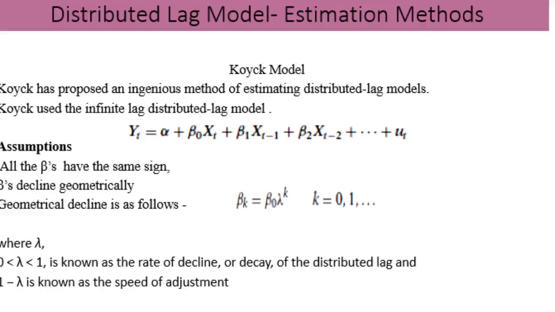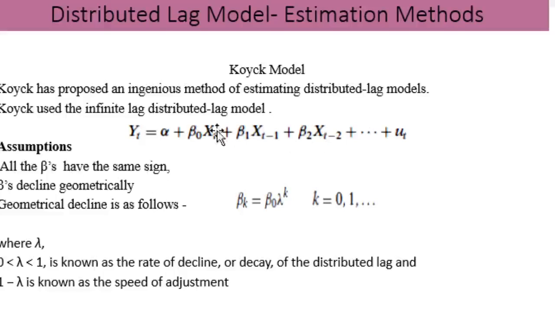And Koyck used the infinite lag distributed model. That is, he used this model: yt equal to alpha plus beta 0 xt plus beta 1 xt minus 1 plus beta 2 xt minus 2 plus ut. That is, the lag is not defined, and therefore he used the infinite lag model for the estimation purposes. And the estimation is based on certain assumptions, and they are given as follows.